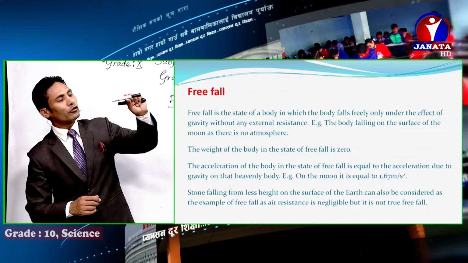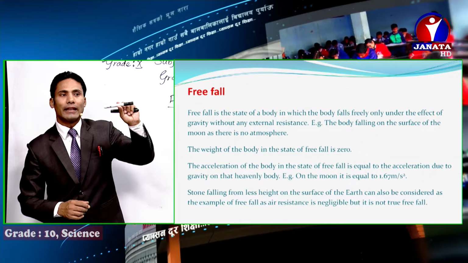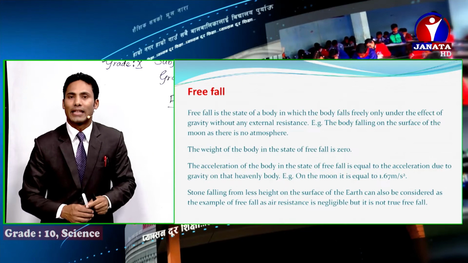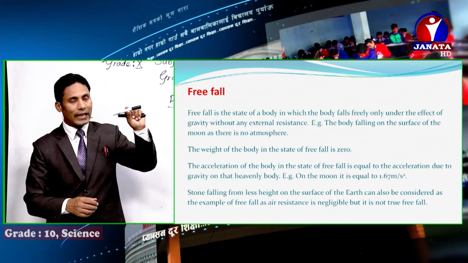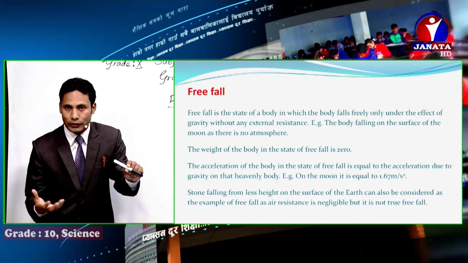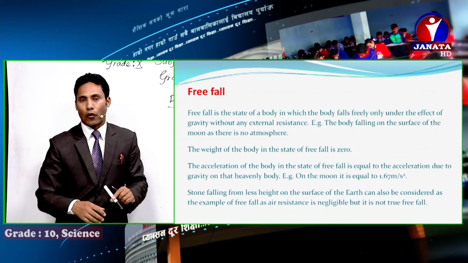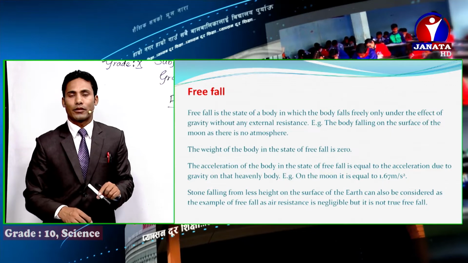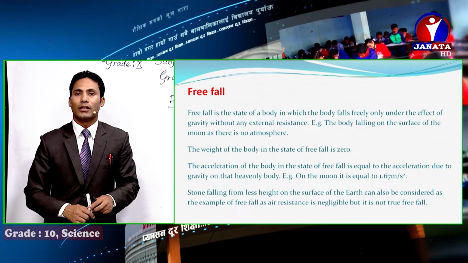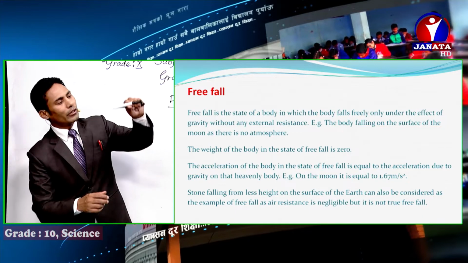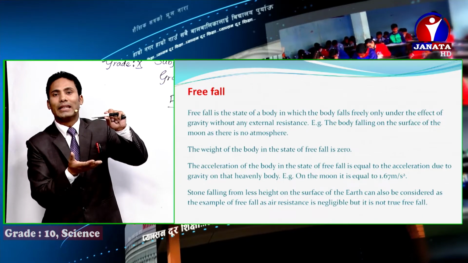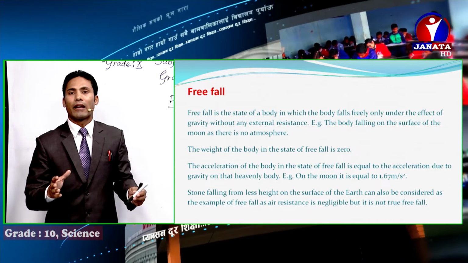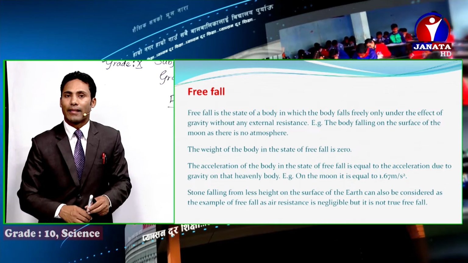But if we let this object fall on the Moon, then in that condition, due to the lack of air resistance, free fall takes place. That's why the falling of an object on the Moon is the true free fall, and the falling of an object on the Earth, though the acceleration is nearly equal to the acceleration due to gravity of the Earth, is not a true free fall. But whenever we let the object fall from a short distance, then that can be considered a free fall, because the air resistance will be negligible in that condition.